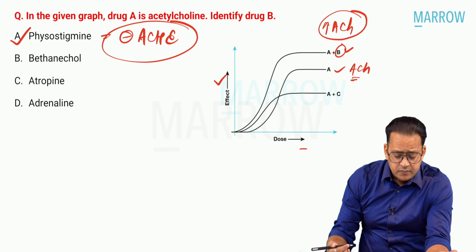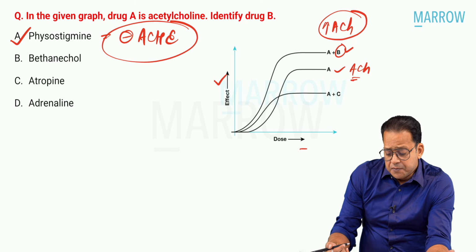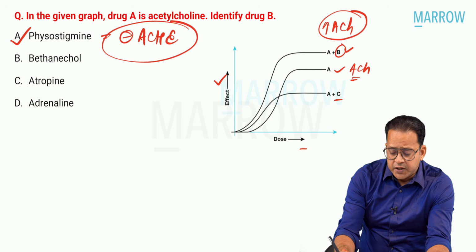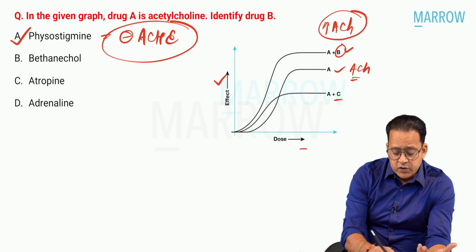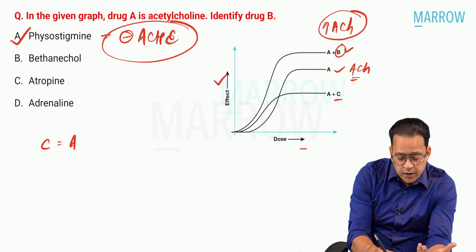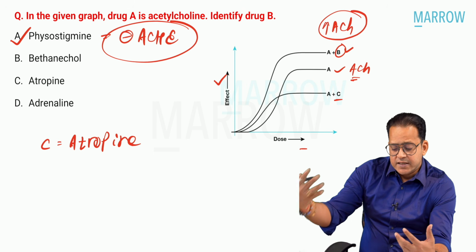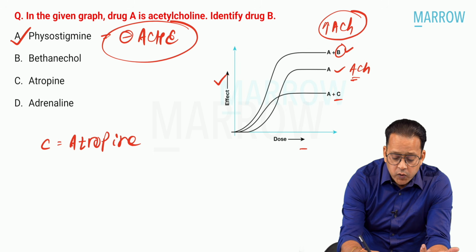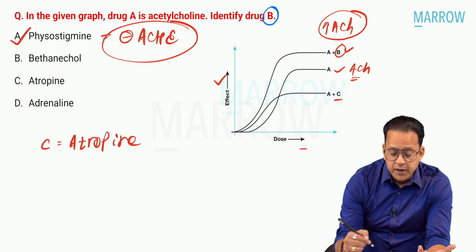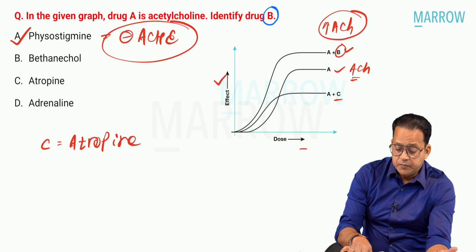All right. Now, if they would have asked you C, what is C? What do you think? Decreasing the effect of acetylcholine, say drug C. If they would have asked what is C, then your answer would have been atropine. This is something they might ask you in the next exam, giving the same graph, same options. They'll just change one word, not even a word, one alphabet, B to C, and your answer becomes atropine.